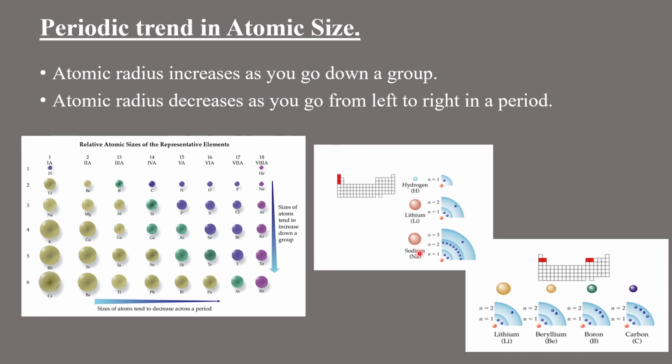For sodium, we have 11 electrons. 2 electrons will go in the first shell, 8 electrons will go in the second shell, and the last electron will go in the third shell.